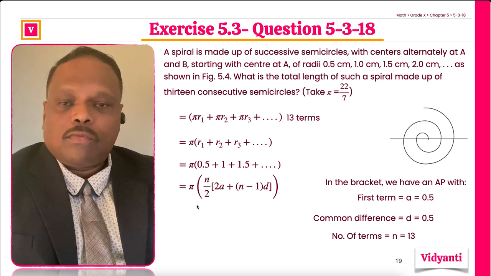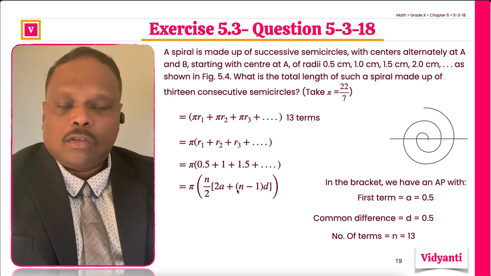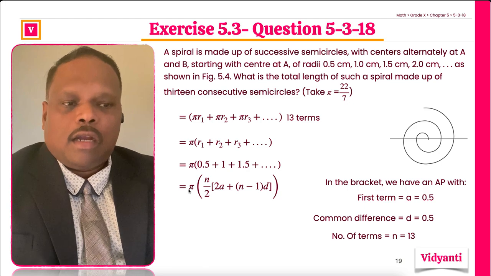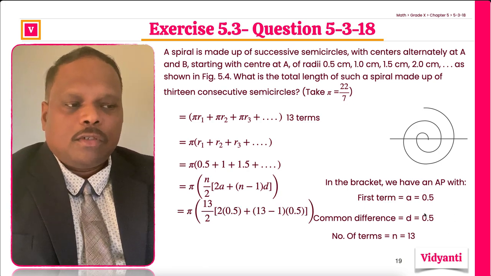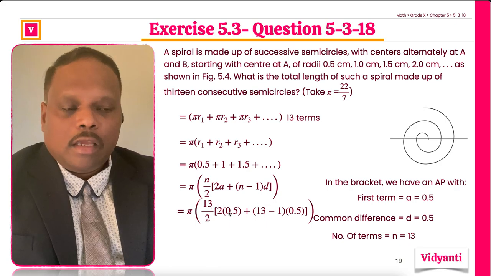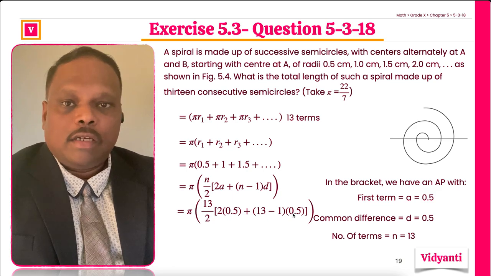So now we can use the formula for the sum of the first n terms of an arithmetic progression. That would be n by 2 times (2a plus (n minus 1)d). And we still have pi outside the bracket as it is. Now we'll substitute the values. n is 13, a is 0.5, n is again 13, and difference d is 0.5. Let us simplify that further.